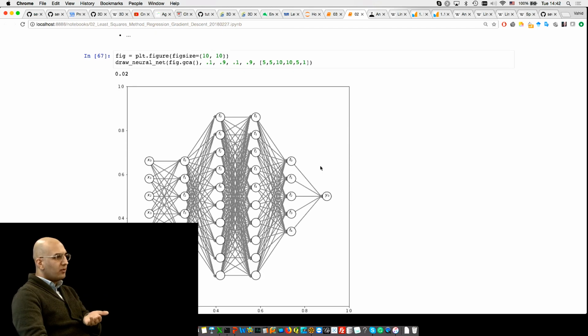So think about this as a kind of architectural way of looking at these neural network things. And next week I will talk about random forest, for example.